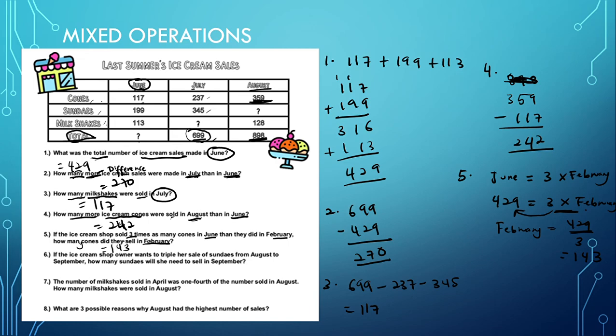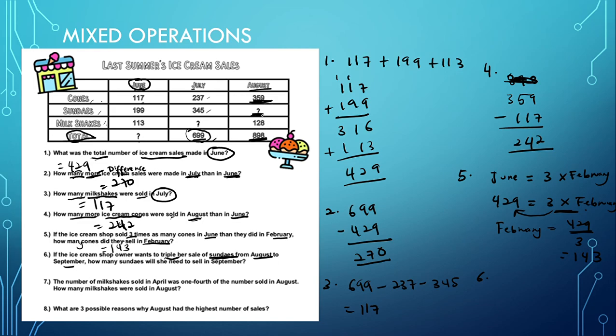Okay, now number 6. Let's move on to number 6. If the ice cream shop owner wants to triple her sale of sundaes from August to September, how many sundaes will she need to sell in September? Okay, from this we understand that triple her sale from August to September. Sale of sundaes only. Okay, so then we check sundaes. August sundaes. We don't know how many sundaes were sold in August, but first we have to find out how much was sold in August.